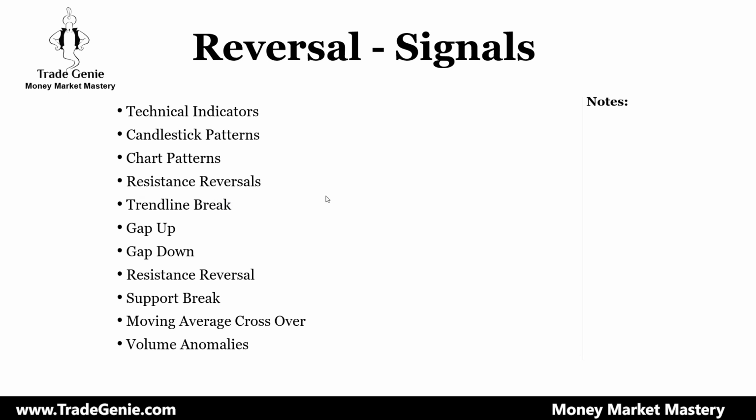The other one could be resistance reversal. If you have identified the resistance, and the market breaks above the resistance and then sharply reverses down, that's your signal. The market broke the resistance, and now it's reversing sharply to the downside. It's like crossing the river and then coming back.